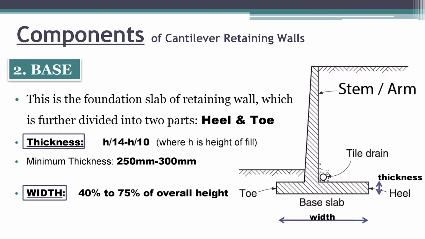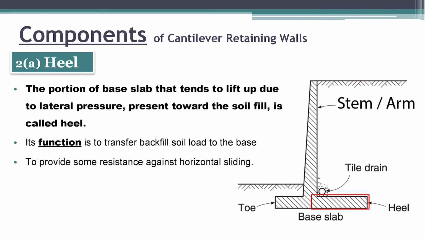As base is further divided into two parts, heel and toe, first we will see heel. Heel is that portion of base slab that tends to lift up due to lateral pressure acting due to soil and present toward the soil fill. Its primary function is to transfer backfill soil load to the base, and its second function is to provide some resistance against horizontal sliding.